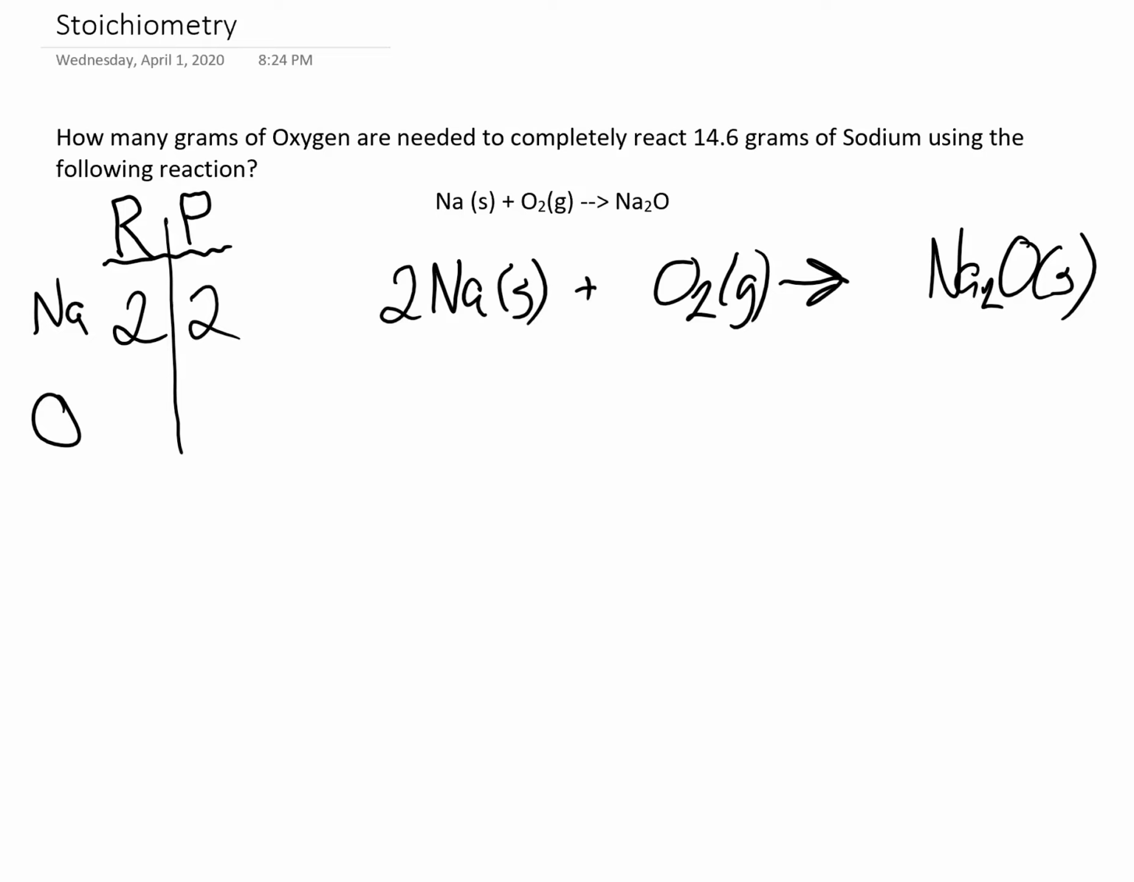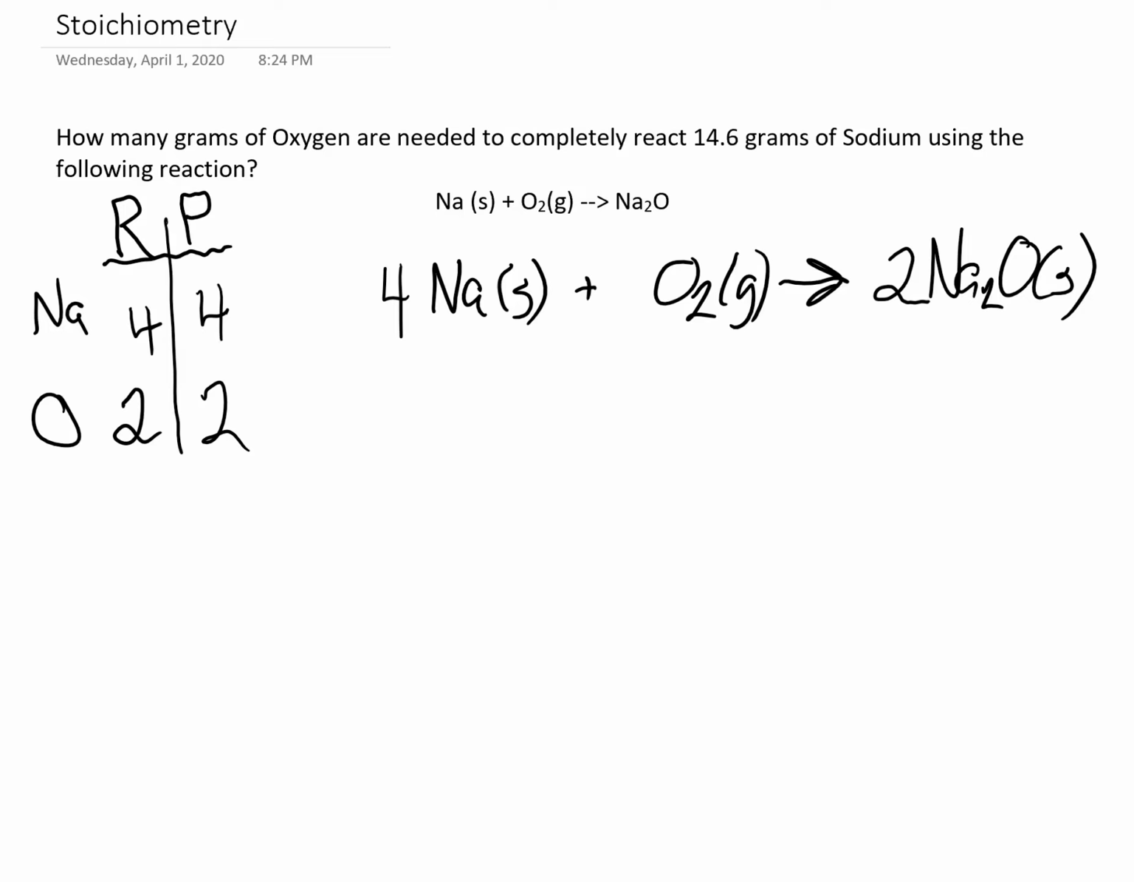Next up is oxygen. Oxygen, we have 2 oxygen atoms as reactants, but we only have 1 as a product. So in order to get the oxygens to balance, we need to increase the number of sodium oxide molecules to 2. Unfortunately, by doing this, this also changes the number of sodiums we have to 4. So we'll have to go back and rebalance our reactant side and change that to 4 as well in order to get to our overall balanced chemical equation.